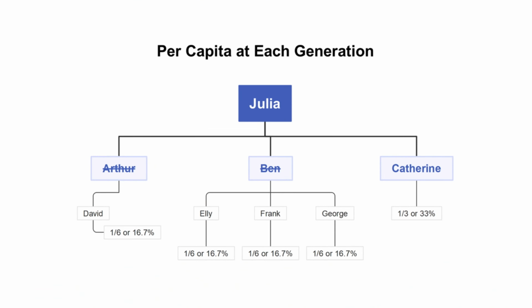In Julia's case, if Arthur and Ben die before her, Catherine gets 1/3, and the remaining 2/3 is split evenly among the 4 grandchildren because they are in the same generation. Per capita at each generation is a popular method of property distribution because it provides equal shares to heirs of the same generation. These distribution methods can also apply to trusts.